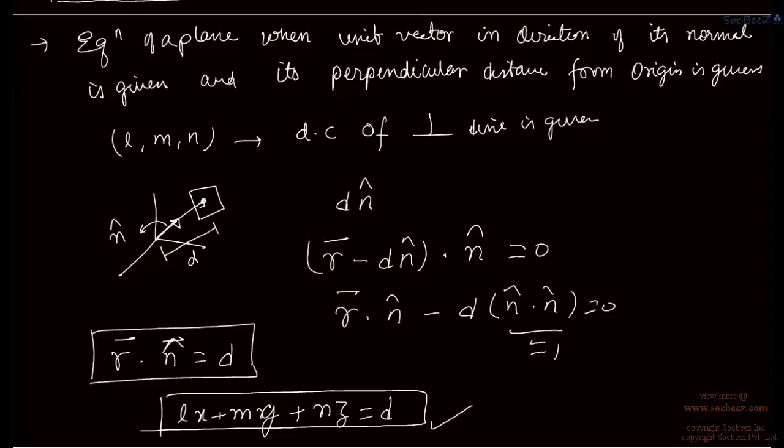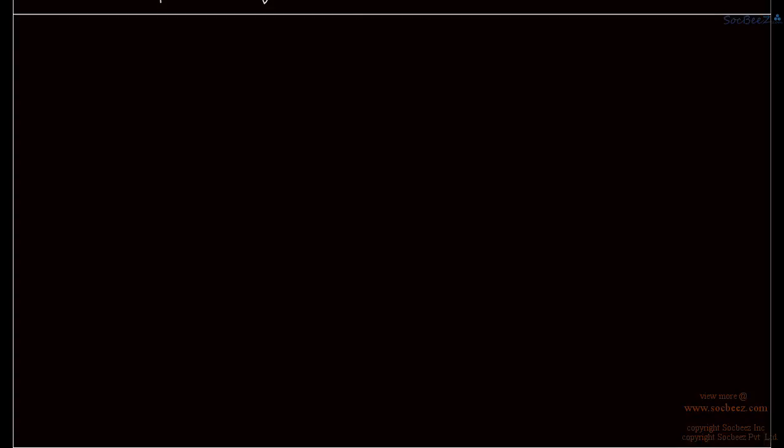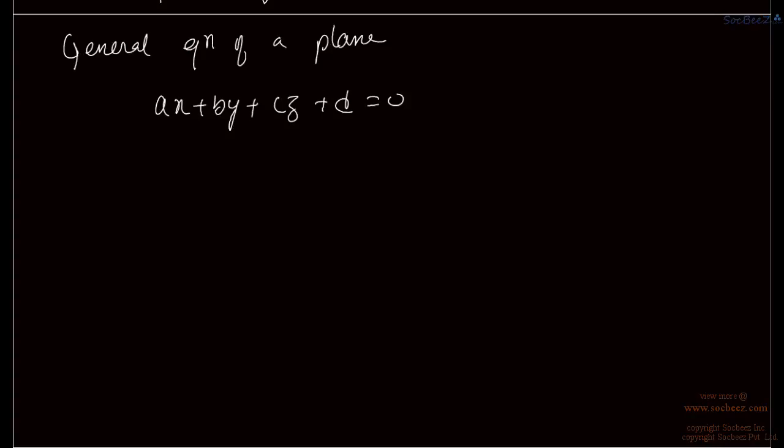Okay, right? So for the general equation of a plane, if we have a plane ax plus by plus cz plus d is equal to 0, then a, b, c are direction ratios of the perpendicular line. It's the perpendicular line, or the normal line, right? We can have this information.